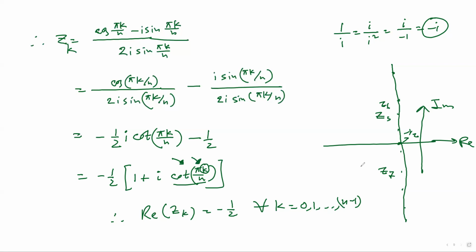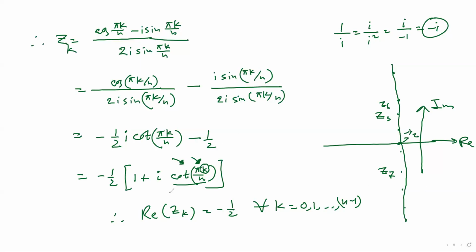Okay, now there is a message. What if sine pi k by n is 0? This is a question from one of the students. I already mentioned the case actually. This means k equals 0 is one of those cases where sine pi k by n is going to be 0.